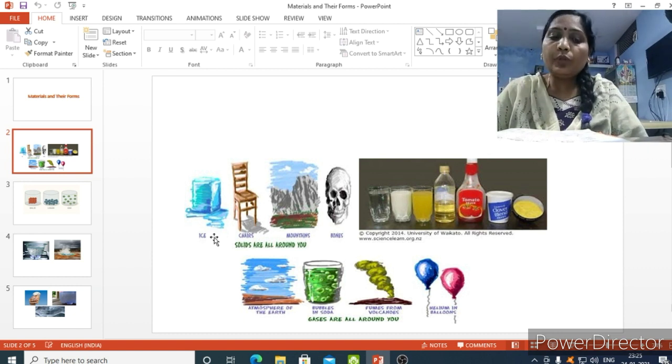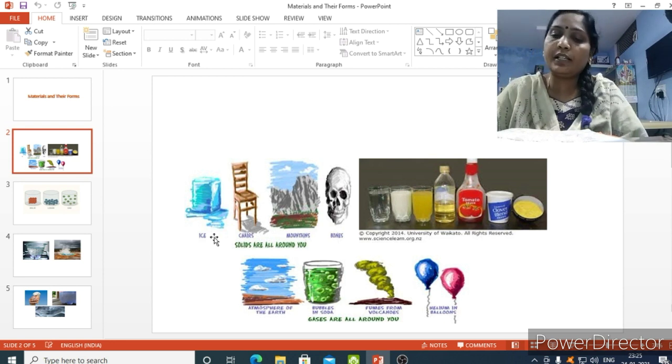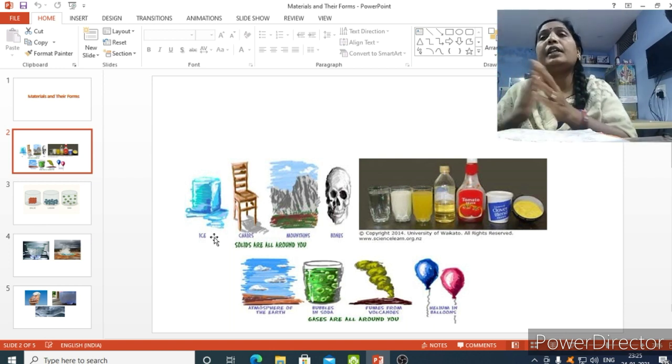Now come to the next picture. What is it? It's a chalk. Does the chalk piece have a fixed shape? Yes, it has a fixed shape. So write S. Now does it have any volume? Is it taking up space? Yes.